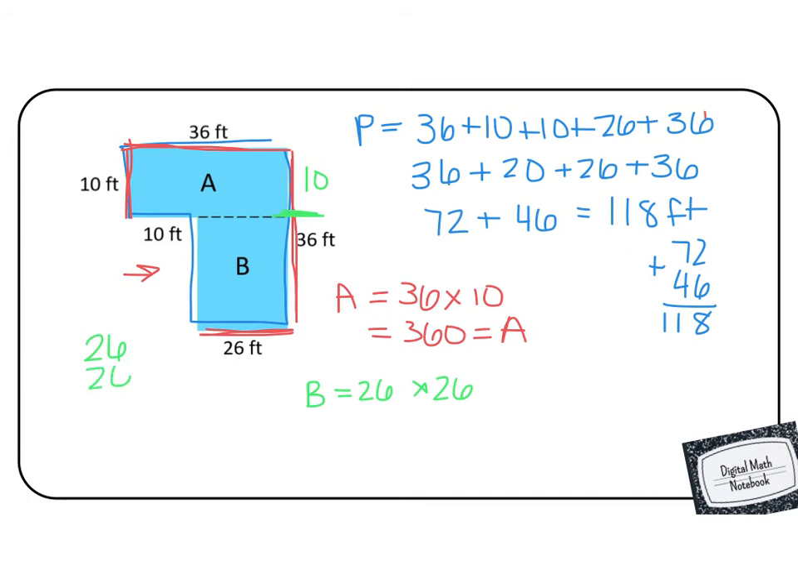26 times 26. 6 times 6 is 36. 6 times 2 is 12, 13, 14, 15. Don't forget magic 0. 2 times 6 is 12. And 2 times 2 is 4, plus 1 is 5. Then we add it all together. 6, 5 plus 2 is 7, and 6. So we get 676. And let's go back and look. That is feet, and it is cubed. Great job, 5th graders.